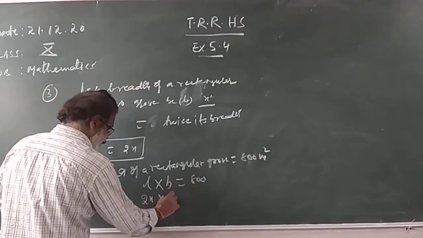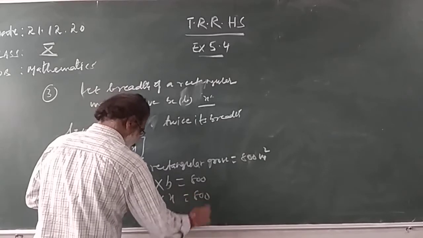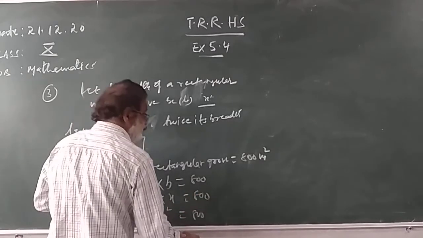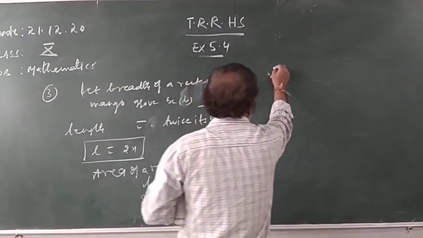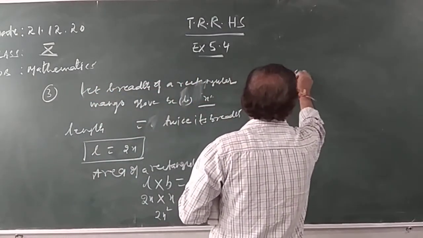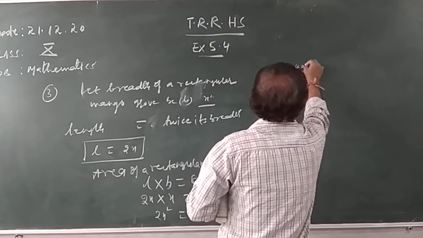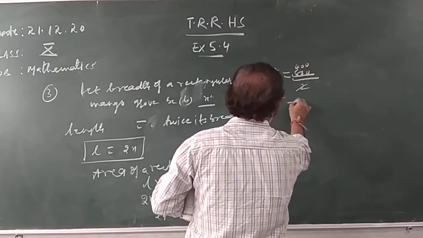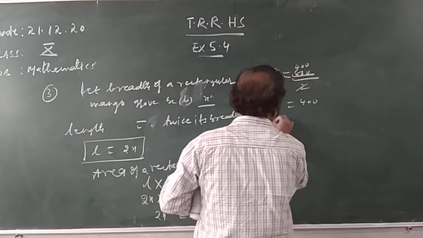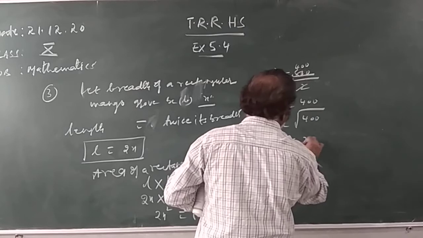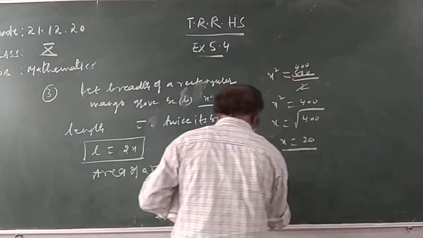L is 2x, B is x. So 2x squared is equal to 800. x squared is equal to 800 by 2, which is 400. x is equal to the root of 400, which is 20.